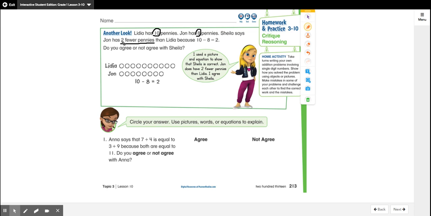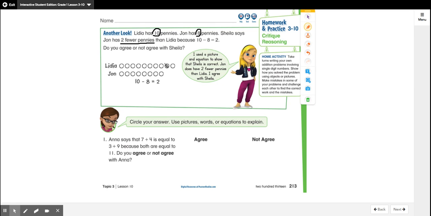How many pennies does John have? John has 8 pennies. Let's count if they drew 8. 1, 2, 3, 4, 5, 6, 7, 8. Okay, so this drawing is correct. Now, is it true that John has 2 fewer pennies than Lydia? 2 less pennies than Lydia?